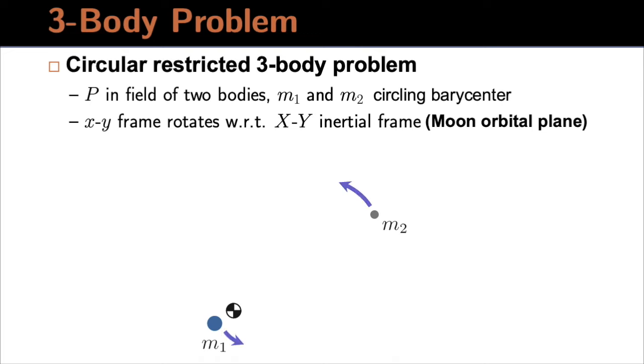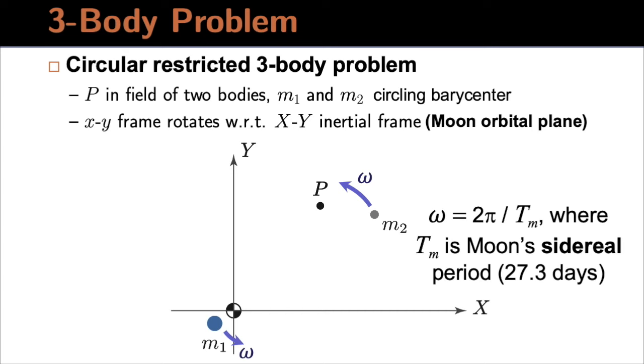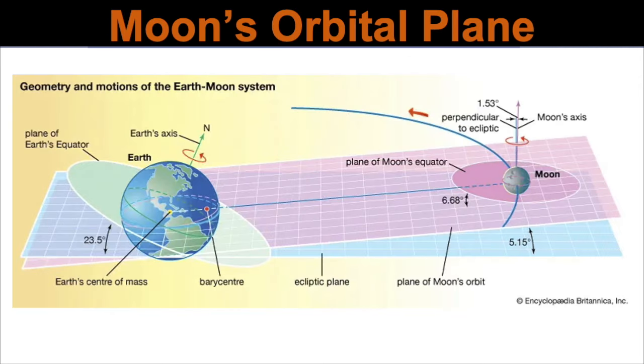They're rotating about their common center of mass, and we're thinking of the motion of some particle P. Capital X and capital Y define the inertial frame in the Moon's orbital plane. But there's some advantage in looking in a rotating frame that rotates with the Moon's sidereal period of about 27 days. So we define another frame, with little x the Earth-Moon line, and then little y, and this defines our rotating frame. The Moon's orbital plane is inclined to the ecliptic by a few degrees, five degrees.